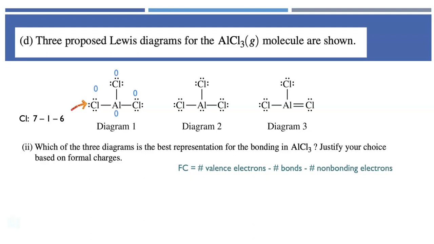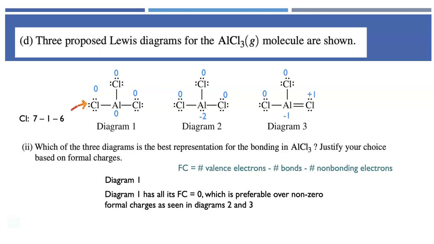In fact, all the atoms in diagram 1 have formal charges of 0. I'm not going to show the work for all of them because it'd be really tedious, but it's the same kind of calculation. I'm going to go ahead and assign formal charges for all the atoms in diagram 2 and for all of the atoms in diagram 3. And the best structures are the ones that have formal charges as close to 0 as possible. Diagram 1 has all its formal charges equal to 0, and that's preferable over non-zero formal charges, as we see in diagrams 2 and 3.